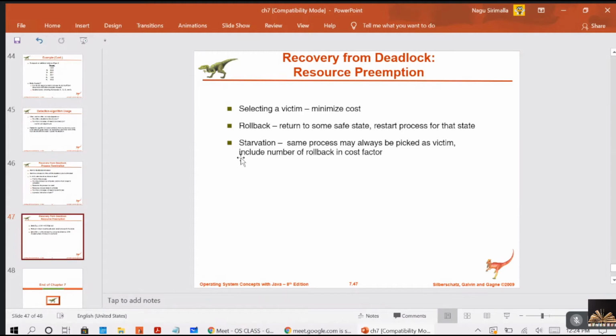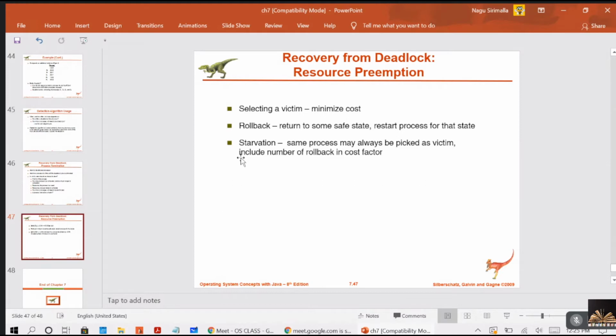Rollback: if you preempt a resource from a process, then the process cannot continue with its normal execution. If you preempt something, it cannot continue like that. For that, it has to go back to some state, and from there it should start the execution. So it is missing some needed resource. We must do the total rollback of the process and restart it from the state. Abort the process and then restart it. Rolling back is nothing but going back, rolling back, and from there again restarting the process.